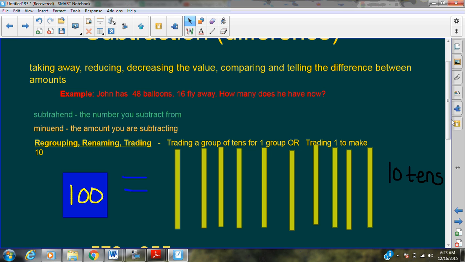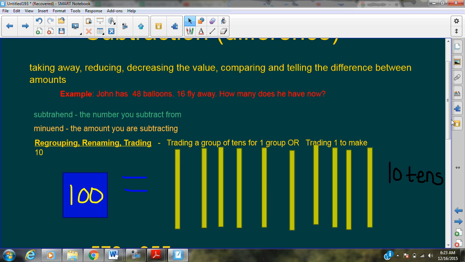An example of a time when you would need to subtract is if you were giving something away, or something went away, or there was less in the end. For example, John has 48 balloons, 16 fly away. How many does he have now? Because the balloons are being taken away from the group that he has, we want to use subtraction.